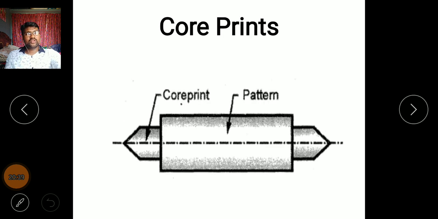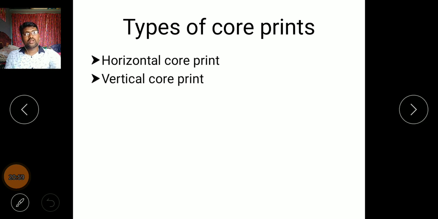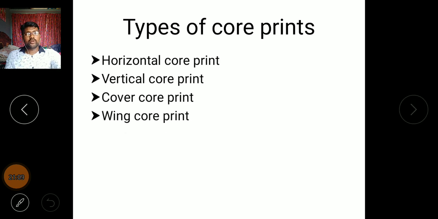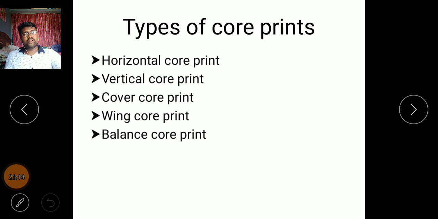Next, observe the core prints. It is the core pattern. Inside the pattern we get the core. The core is supported by the core prints on two sides of the core. Next, types of core prints. There are different types of core prints. First one is horizontal core print, vertical core print. Horizontal core print is used to support the horizontal core. Vertical core print is used to support the vertical cores. Next, cover core print, wing core print, balanced core print. These are the different types of core prints we discussed.